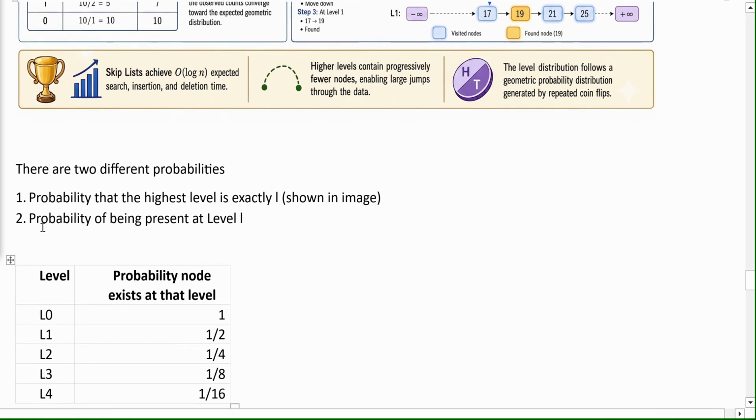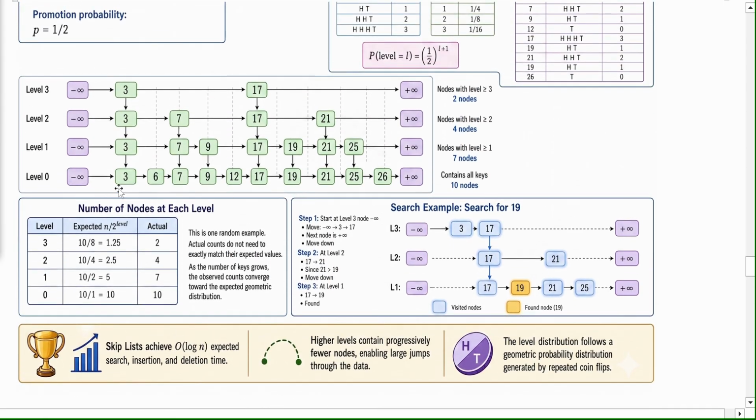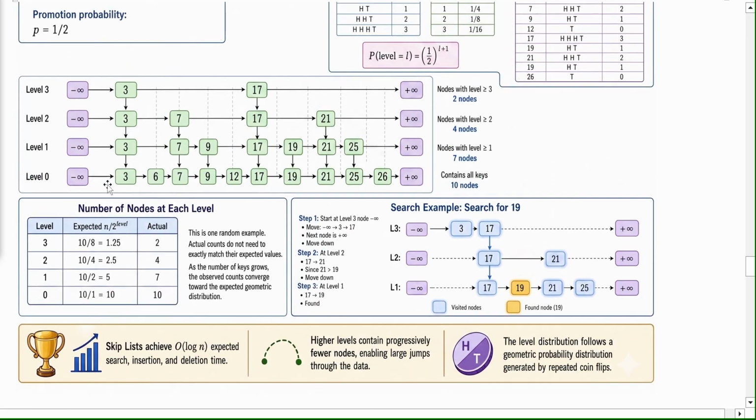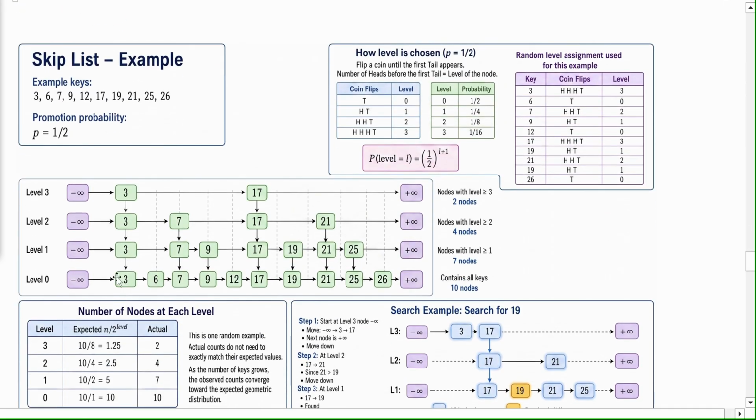But there is one more probability also, that is the probability of being present at level L. See, this probability is completely different. What this probability signifies is, in this level, what is the probability of having elements? See here the probability of having elements is 1, because all these elements will be present in level 0. So here the probability is 1, so we will definitely find an element in level 0. But here the probability is 1 by 2.